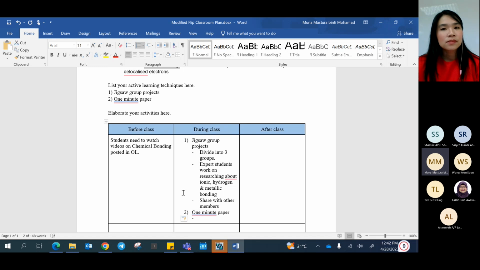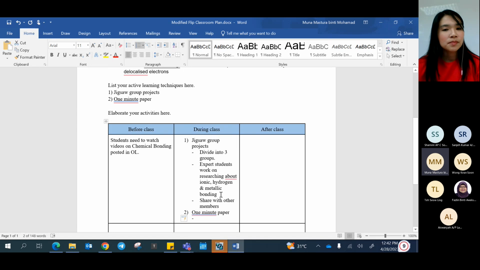Meaning that I will divide, because I have 3 chemical bonding here, so I will divide them into 3 groups. Each group will have the expert students. They still have to research about this ionic, hydrogen, and metallic bonding. Then after that, they will share with the other members.